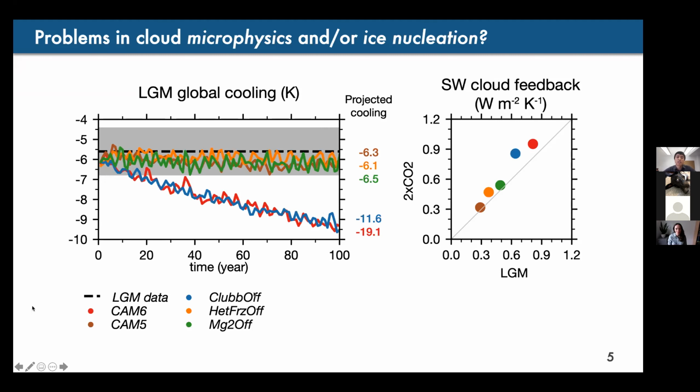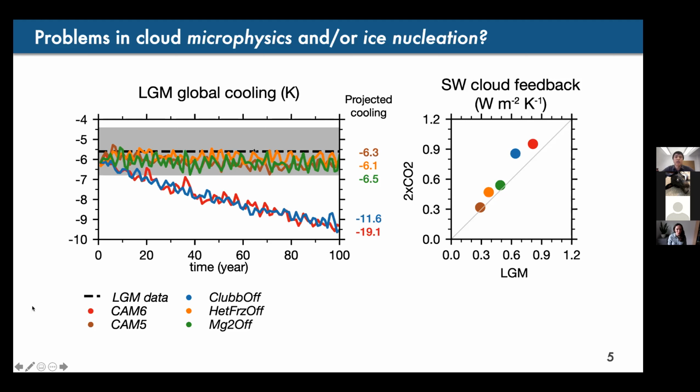Those are the sensitivity simulations to test individual cloud schemes. You see that if we use the old shallow convection and the PBL scheme, we have a decrease in the shortwave cloud feedback. And with 100 years, we cannot tell the difference in surface cooling. But if you look at the projected cooling, you can tell that it still makes a difference, which is consistent with a decrease in the shortwave cloud feedback. The green and the orange are the simulations with the CAM5 version of microphysics and ice nucleation scheme. You see significant decrease in the shortwave cloud feedback, and you see much improved simulation of the LGM cooling.